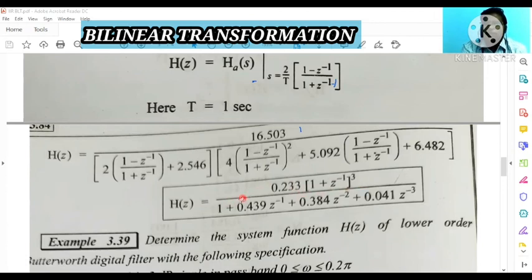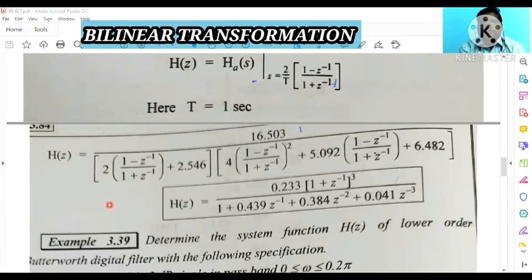1 plus z inverse whole cube divided by 1 plus 0.439 z inverse plus 0.384 z power minus 2 plus 0.041 z power minus 3. So this is the digital filter, the digital transformation filter. This is one kind of method. Do you have any doubt here?